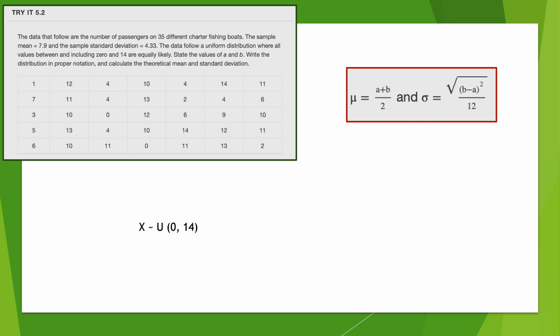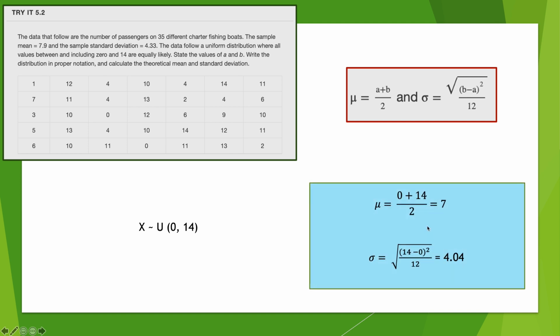Now, it asked us also to figure out the theoretical mean and the standard deviation for this uniform distribution. Here are the formulas. I said before you're going to be given them, so here they are. Just do the highest plus the lowest divided by 2 to get what we call mu, which represents the mean for a uniform distribution. And then, of course, we have the standard deviation formula. For mu, it's the low point, which A represents, plus the high point, which B represents, 0 plus 14 divided by 2, which gives me 7.